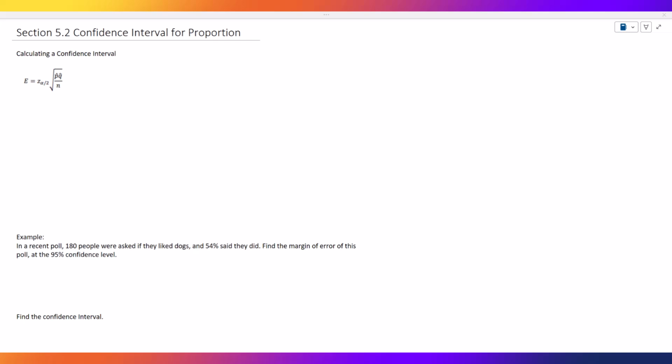From an example, our p hat, that's what we call this, is going to be the proportion of successes from our data. If we look at the example down below, it says in a recent poll, 180 people were asked if they like dogs, and 54% said they did. So 54% in this case would be the proportion of successes. This is our sample proportion, and it's our point estimate.